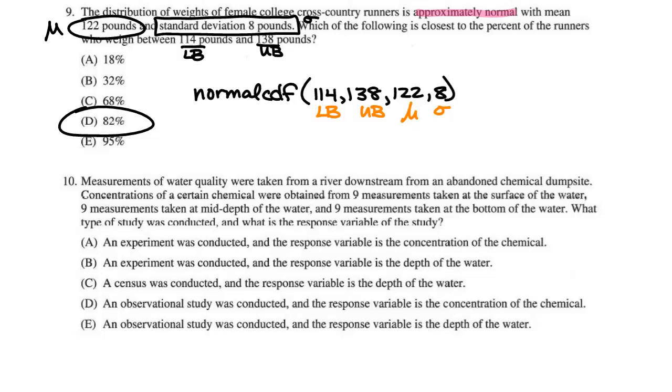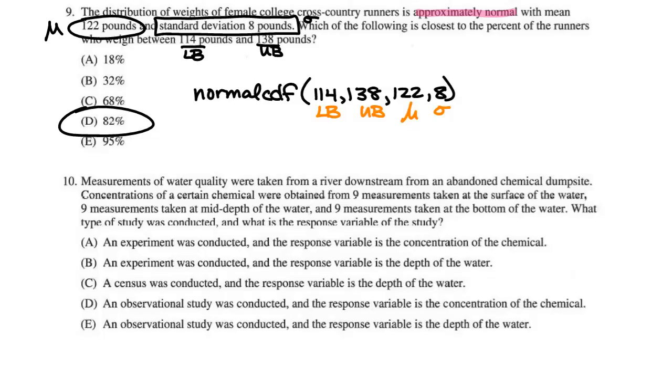Number 10, measurements of water quality were taken from a river downstream from an abandoned chemical dump site. Concentrations of a certain chemical were obtained from 9 measurements taken at the surface, 9 measurements taken at mid-depth, and 9 taken at the bottom of the water. What type of study was conducted, and what is the response variable of the study?